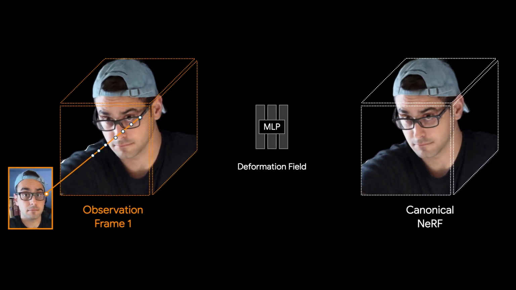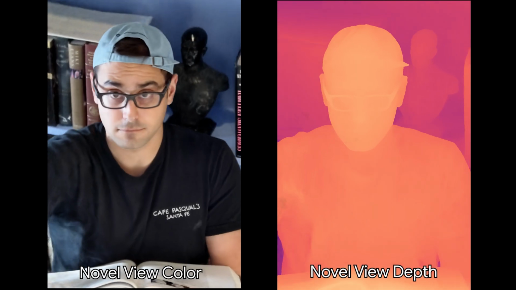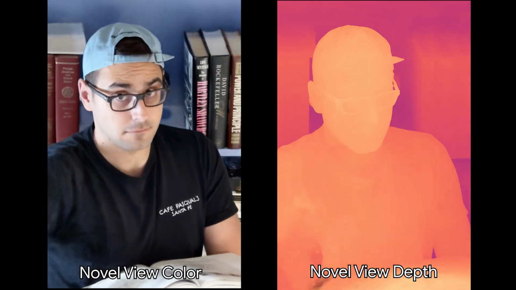This is done using a deformation field, which takes a 3D point x, y, z as input and outputs a transformed point x', y', z'. Similar to the base NeRF model, we use a simple multilayer perceptron, except we additionally provide a latent observation code as input, which allows the network to encode a separate deformation field per observation. Given a group of points along the ray, we can render the scene by sampling the canonical NeRF using the transformed points. Please see the paper for details. We call the resulting reconstructions NeRFies.